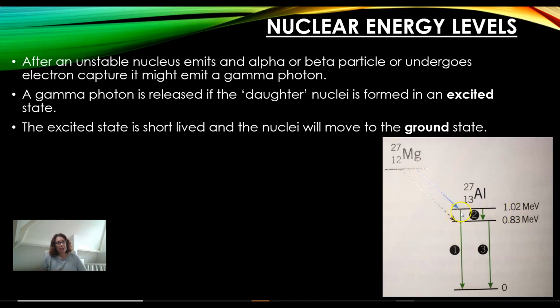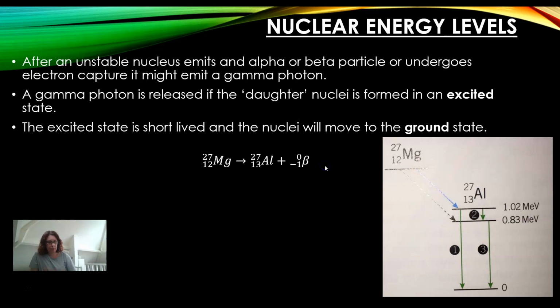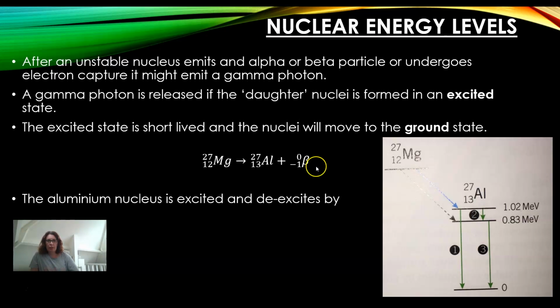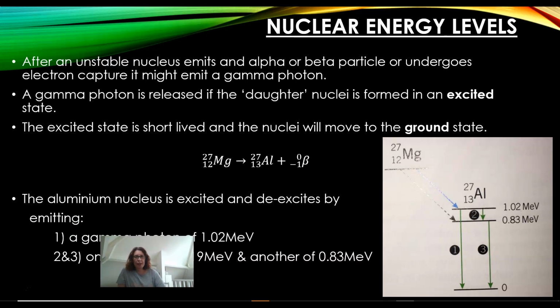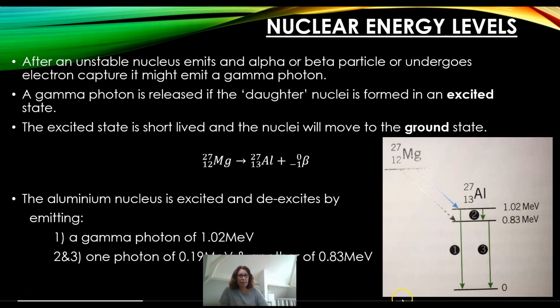So this gamma ray, this jump 1, would have an energy of 1.02 mega electron volts, because you're going from 1.02 to 0. This one would have the difference between these two, and then this jump is 0.83 mega electron volts. So you treat those the same way as you would treat excited energy levels in electrons. So that's me just explaining that process there.